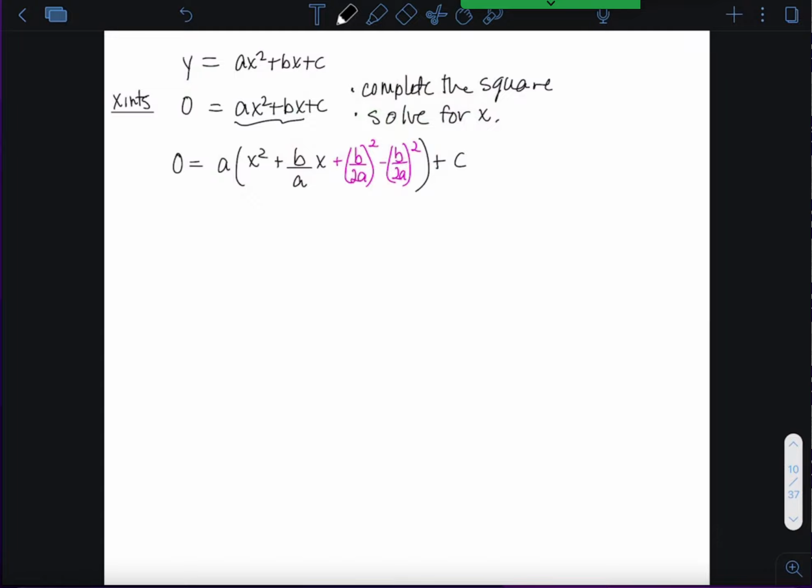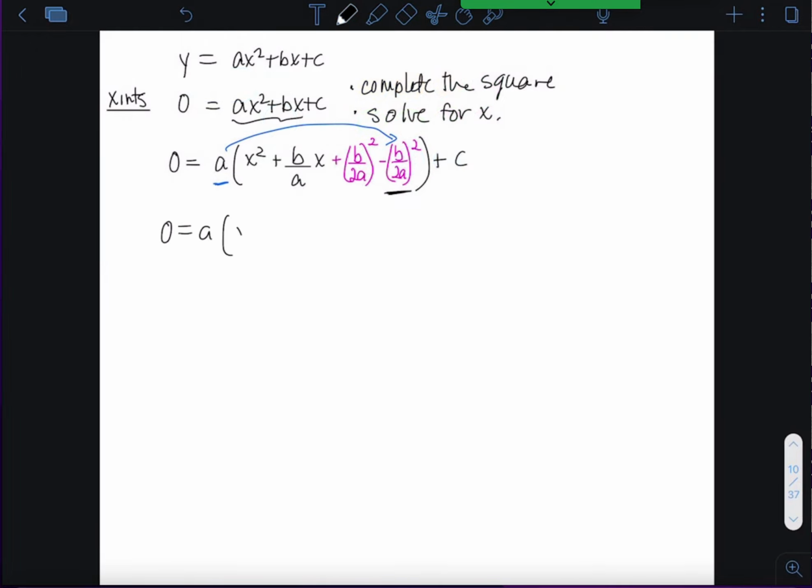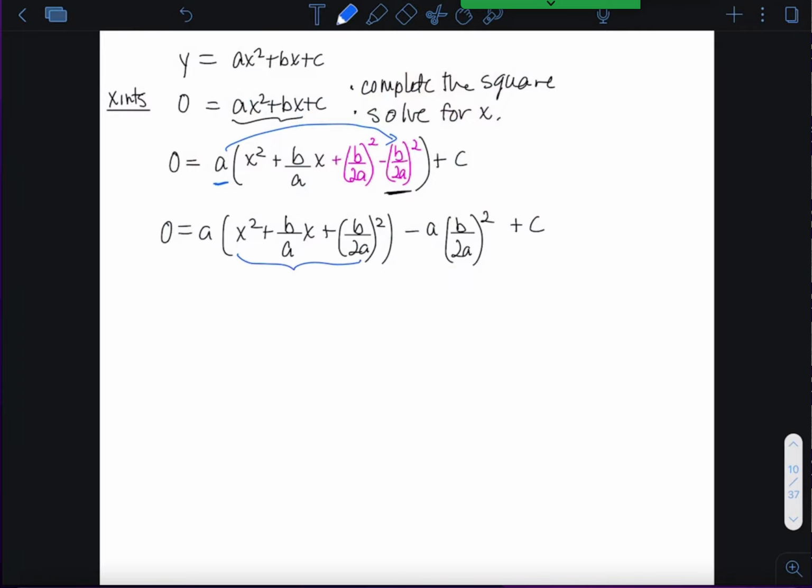Okay, then what do we do? Well, we take this guy here, we make sure to multiply it by a, and then we take it out of the bracket. So 0 equals a times x squared plus b over a x plus b over 2a squared. And then on the outside of the bracket, I'll have negative a times b over 2a squared plus c. Now the whole reason I did this was so I could factor this bracket.